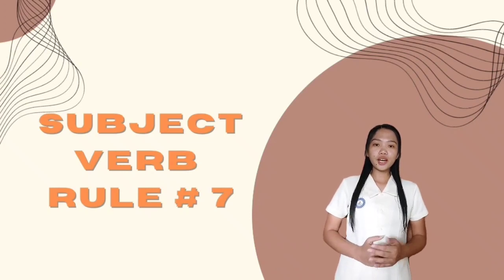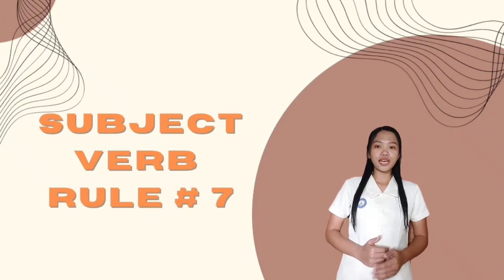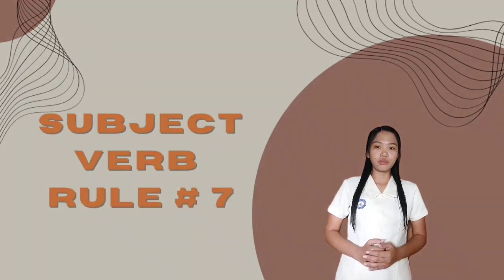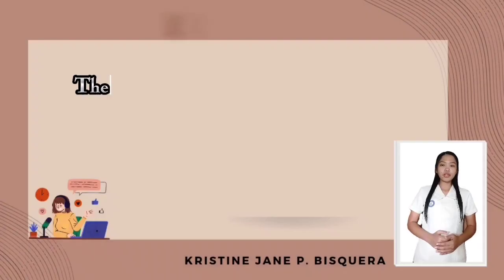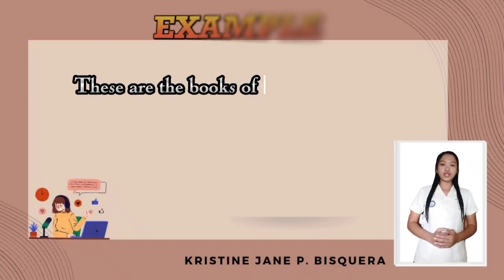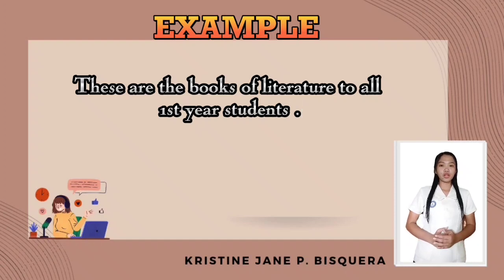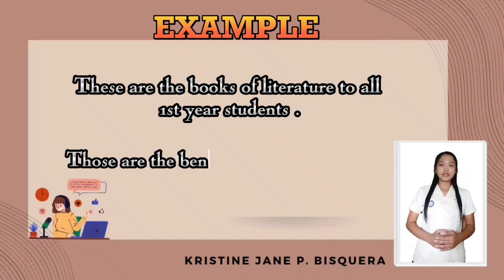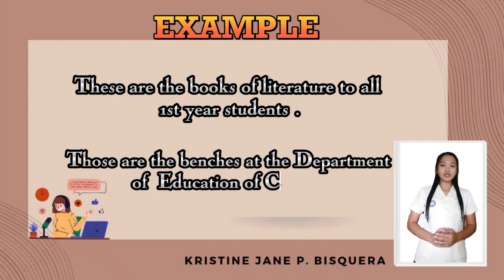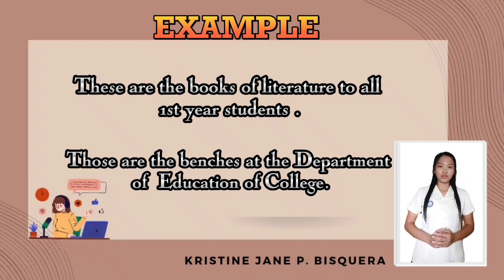Moreover, when it comes to these and those, it must take a plural subject and it also takes a plural verb. Example, these are the books of literature for all first-year students. So these is a plural form and are is a plural verb. And those are the benches at the Department of College of Education. So those is a plural form and are is a plural verb.